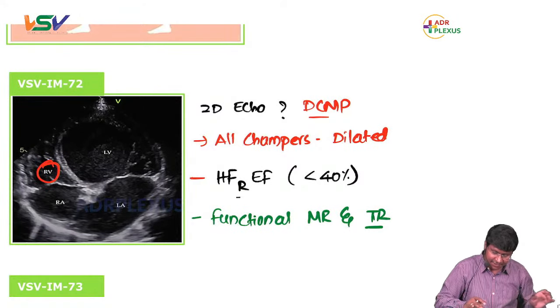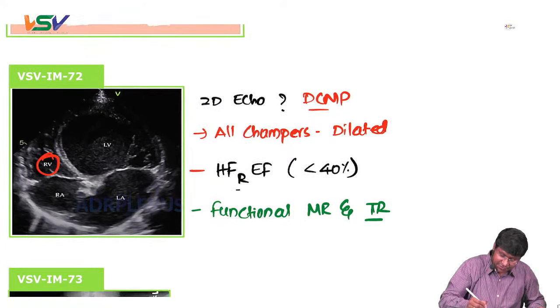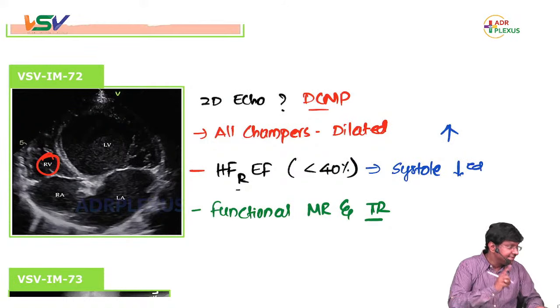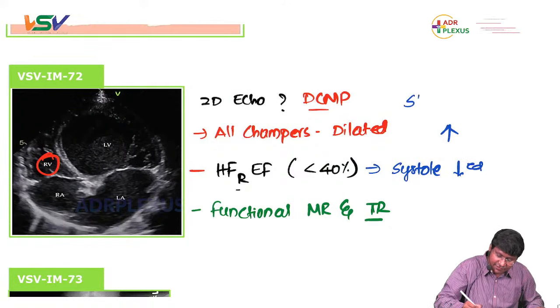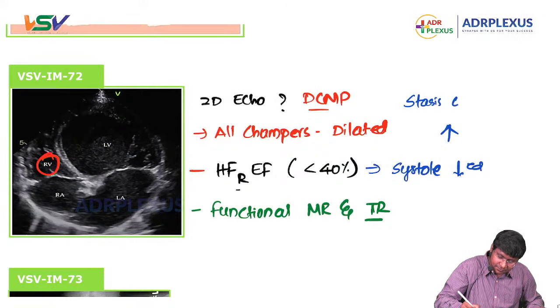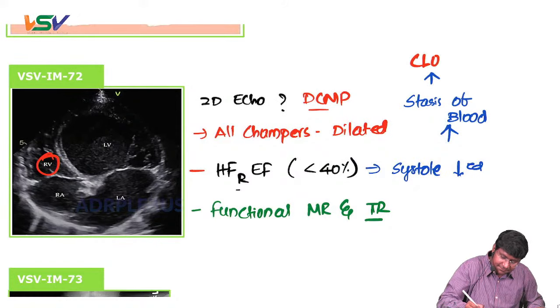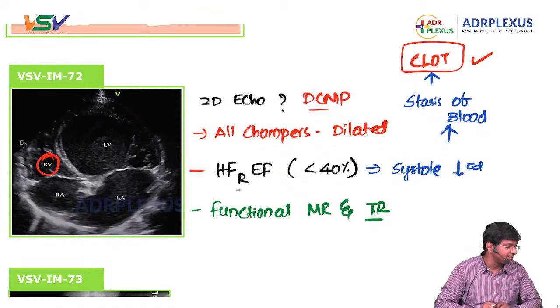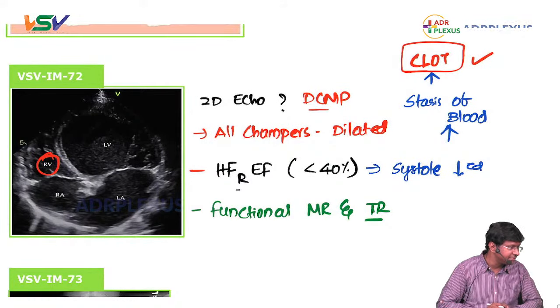Done. Next, in these patients with DCMP, because the ejection fraction is reduced, or the systole is reduced, they can have stasis of the blood, and there is a chance of clot formation. That clot, if it is there, can be made out on the 2D echo.